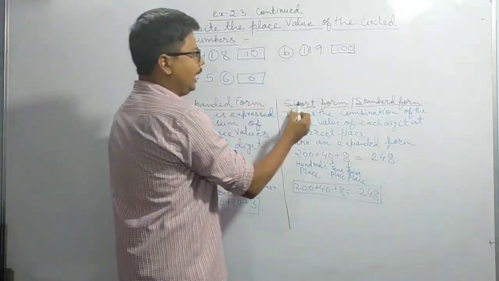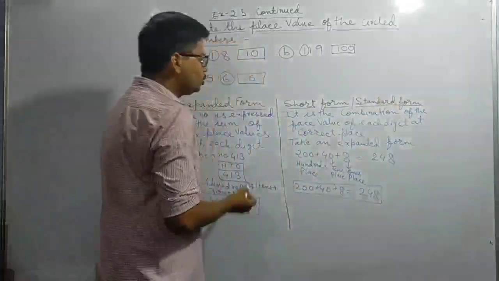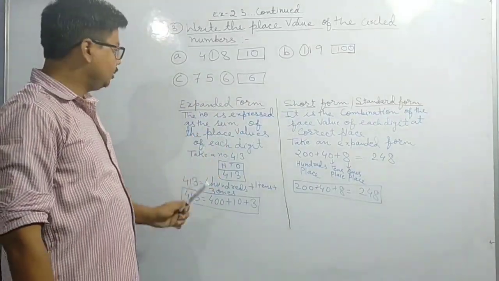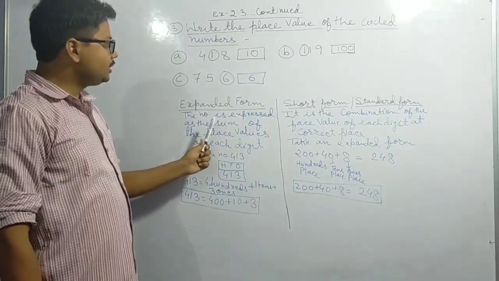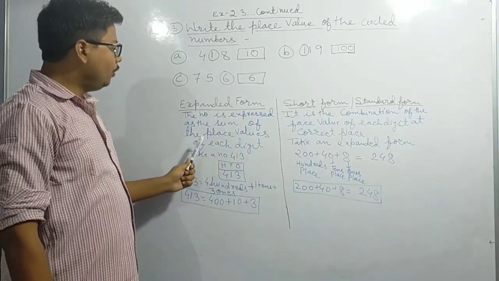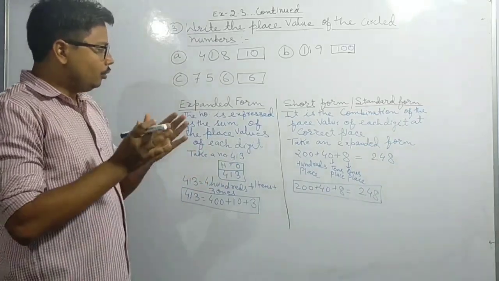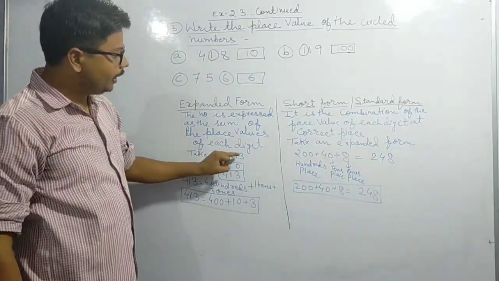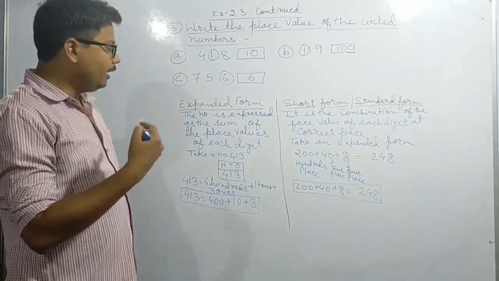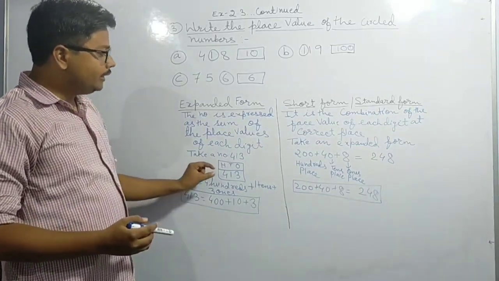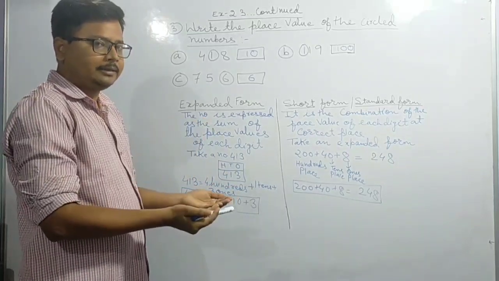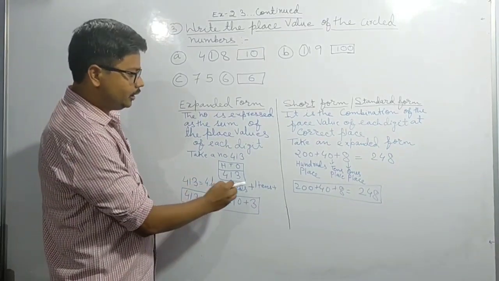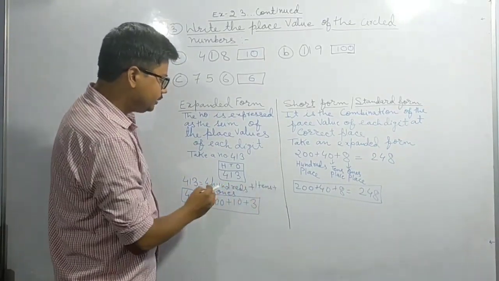Expanded form and short form or standard form. So what is expanded form? As you can see here, I have written something on the whiteboard. The number is expressed as the sum of the place values of each digit. Now let me explain this statement. I have taken a number 413. What I have to do is write the place value of these digits and then add them. So the place value of 413 equals 400s plus 1 10s plus 3 ones.